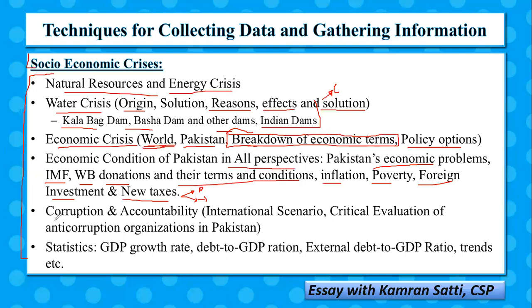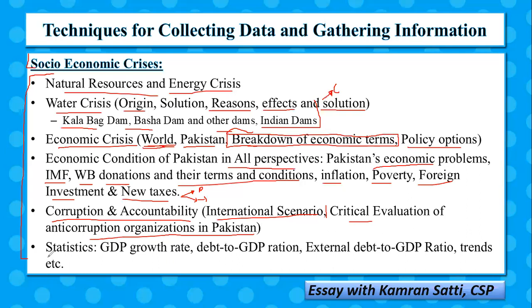Then, of course, the topic of corruption and accountability, international scenario. After Panama Papers, an international wave of accountability has started. Critical evaluation of anti-corruption organizations in Pakistan, like NAB, FIA. You should be able to differentiate between NAB and FIA. What is the difference of their purpose, roles? Are they effective? Are they appropriately staffed? Are they able to deal with white collar crimes, which is the prevalent sort of crime in today's world? So these are the angles from which you should be well prepared.